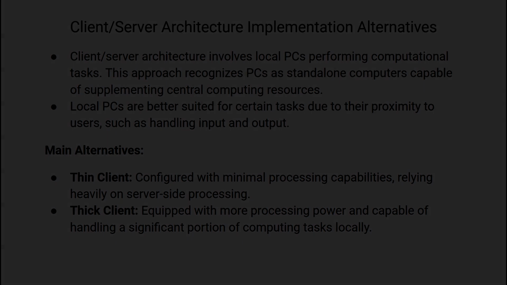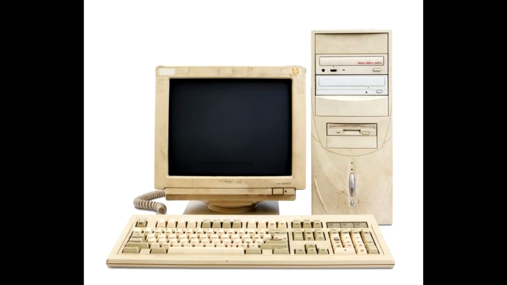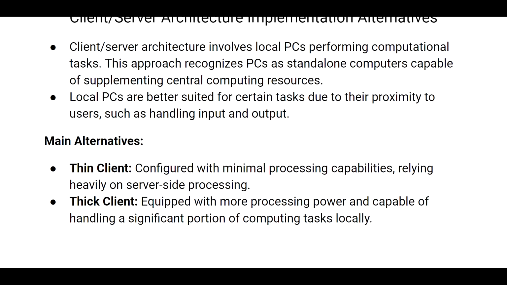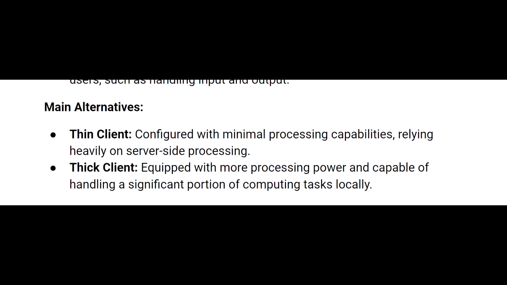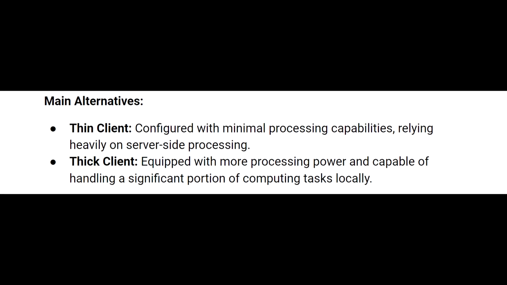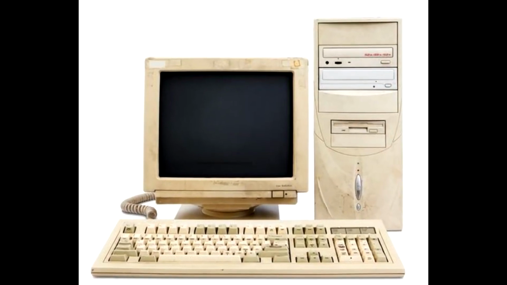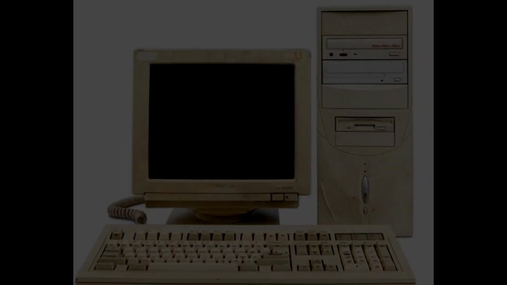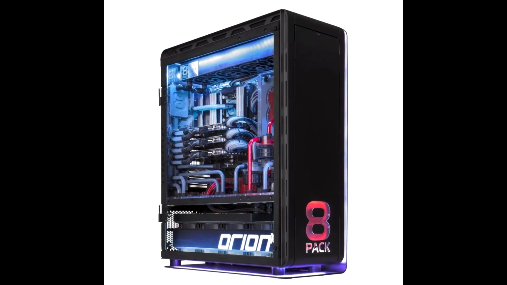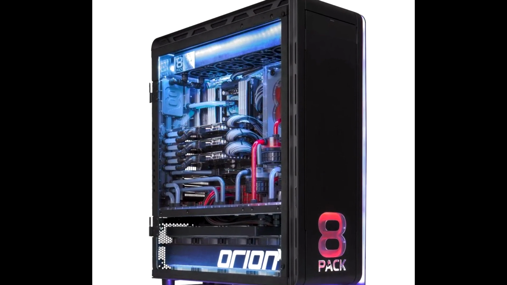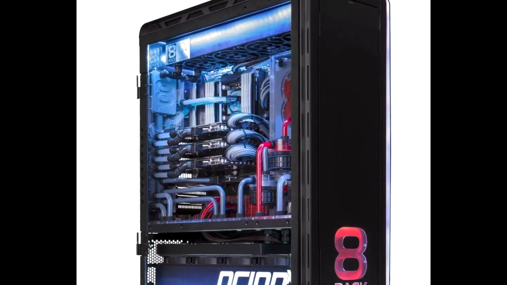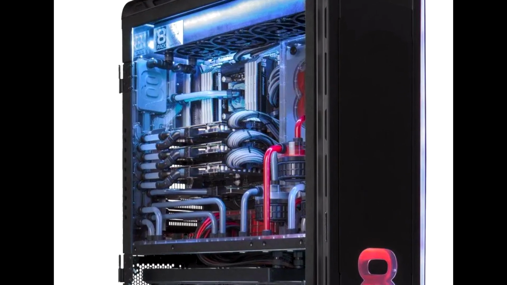So from this we have two main models. The first one is a thin client and the second is a thick client. A thin client is configured with minimal processing capabilities, relying heavily on server-side processing. A thick client is equipped with more processing power and is capable of handling a significant portion of computing tasks locally.